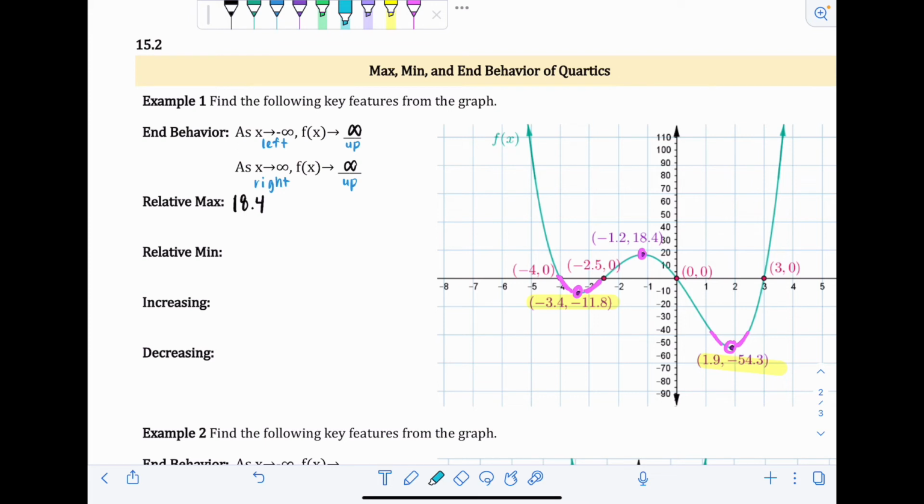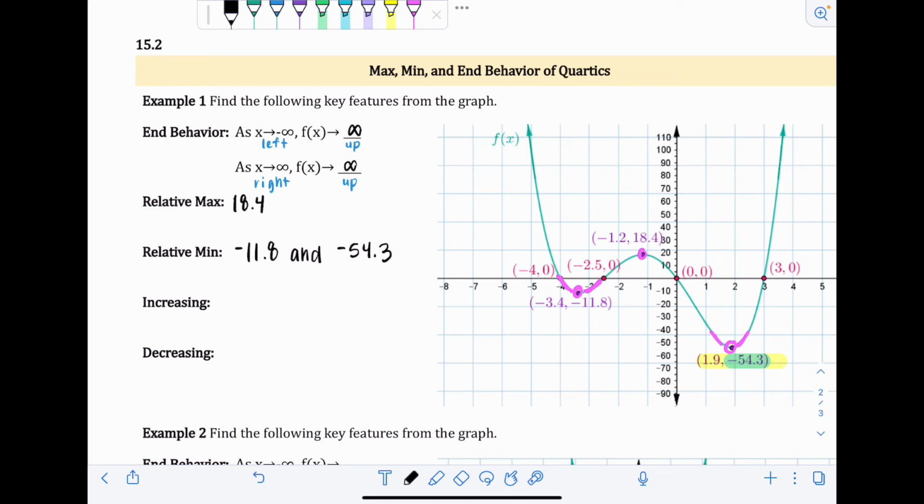We just list both. So for the negative 3.4 and negative 11.8, again, we're looking at the height of that point, like what's the lowest height there. So that would be just negative 11.8. And then we would just list the second one. So at 1.9, negative 54.3, again, just the height of that point, which is negative 54.3, just whatever the y coordinate is, the height from the point. So negative 54.3. These are both relative minimums, because they're the lowest point relative to the points surrounding them.